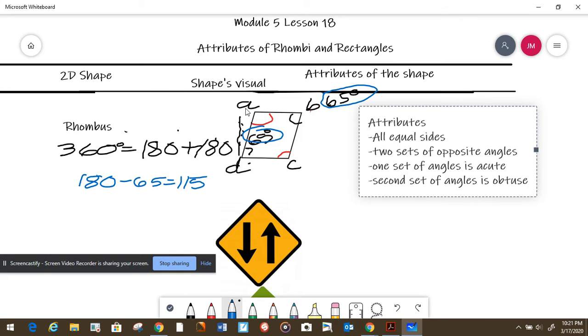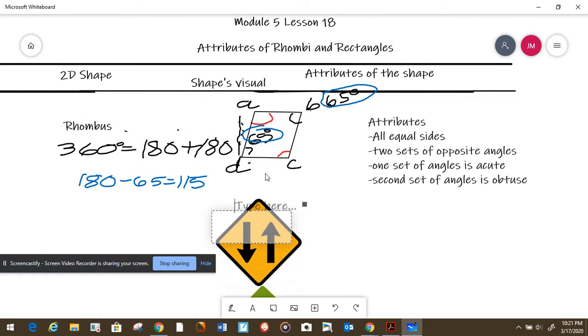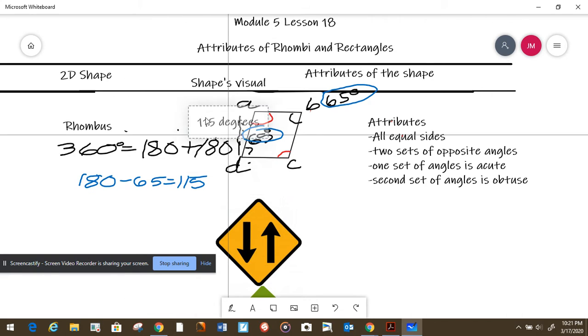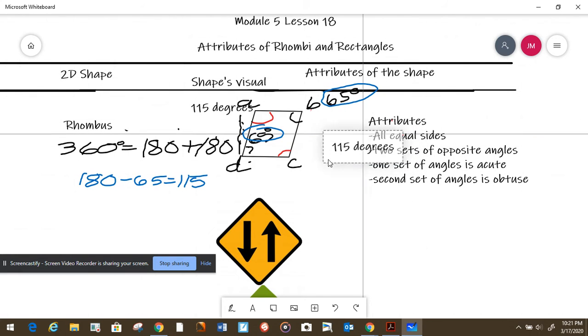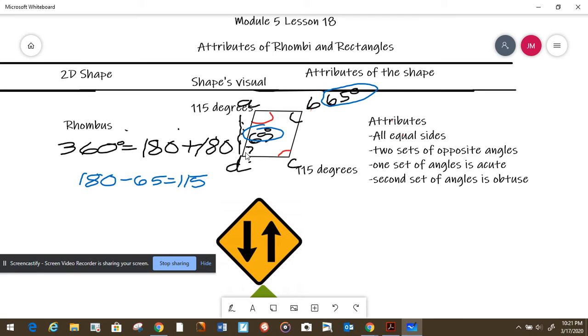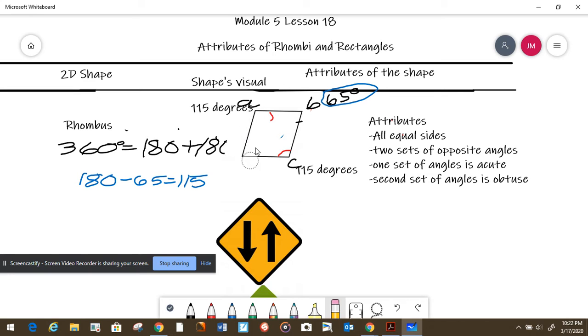So now we know that this angle is going to equal 115 degrees. They are both going to equal the same. So this side will be 115 degrees, and this side as well will be 115 degrees. These two angles right here are opposite, so these will be obtuse. Excuse the mess right here. Let me just clean it up a little bit, because it's very confusing the way it looks.